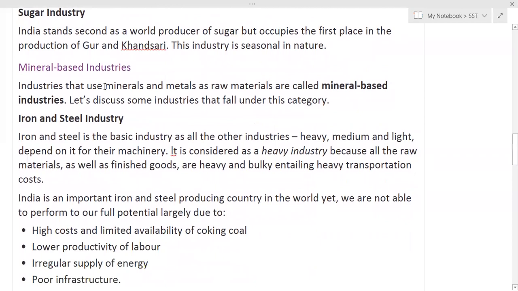Sugar industries. India stands second as a world producer of sugar, but occupies the first place in production of gur and khandsari.